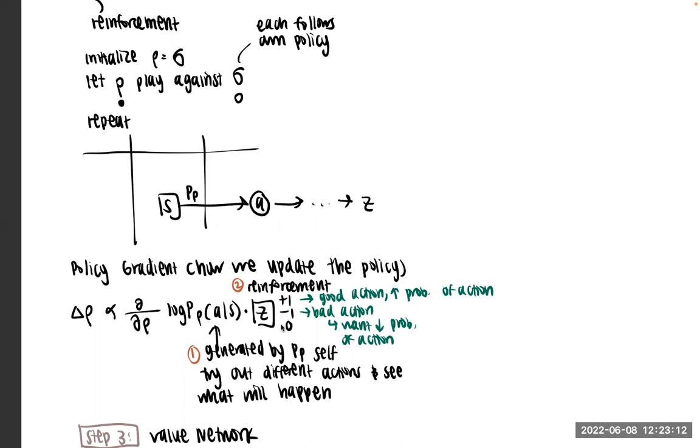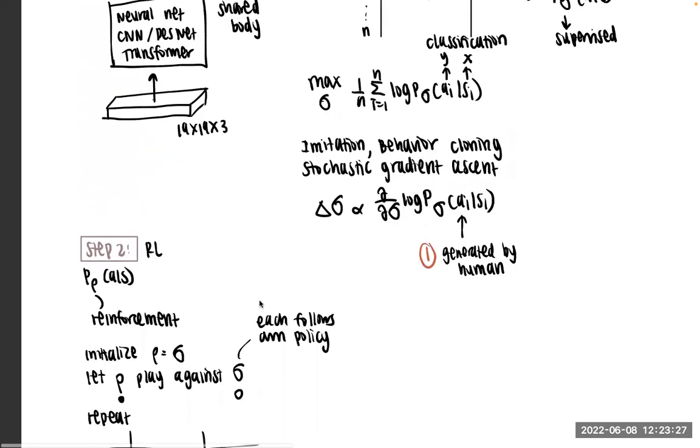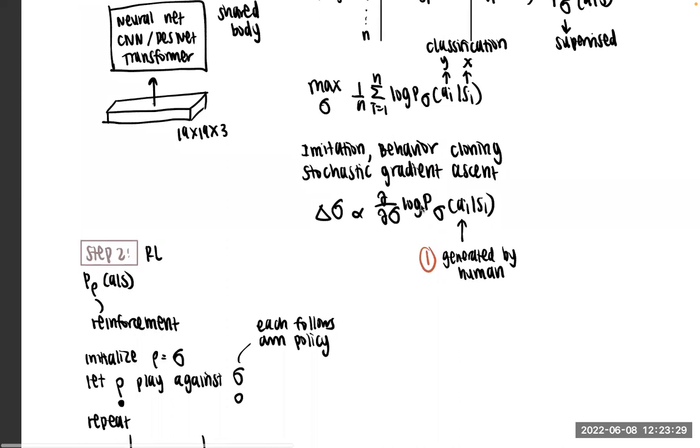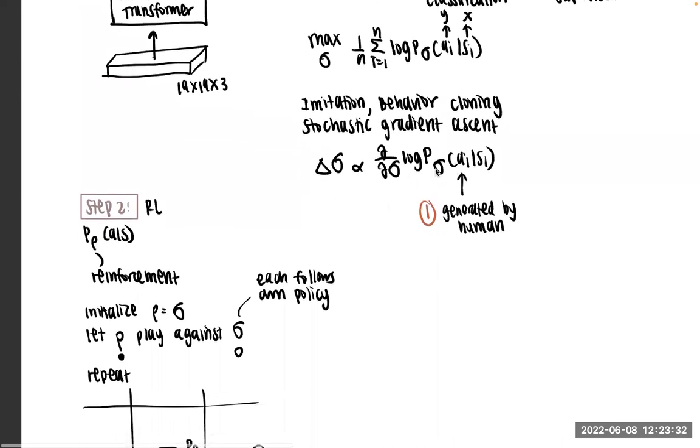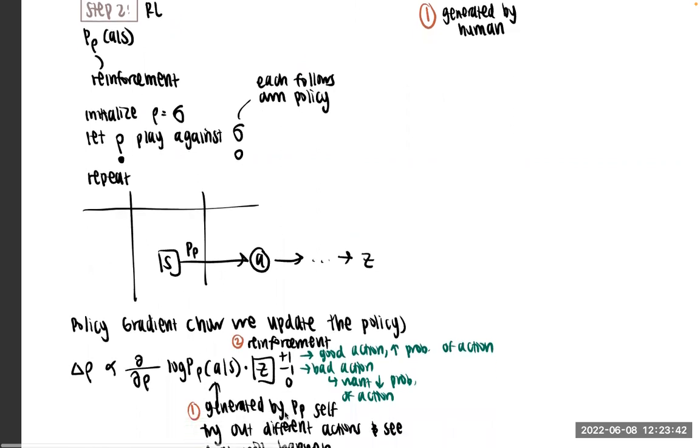But if Z is negative one, that means the result is bad. So you want to decrease the probability of the bad action that led to a bad result by gradient descent. Okay, so therefore you multiply this by Z. And if you compare this with the supervised learning algorithm, you see that here this A is generated by human, is given by human. But here, this A is generated by the current P rho, which is yourself. Okay, so that's the difference.